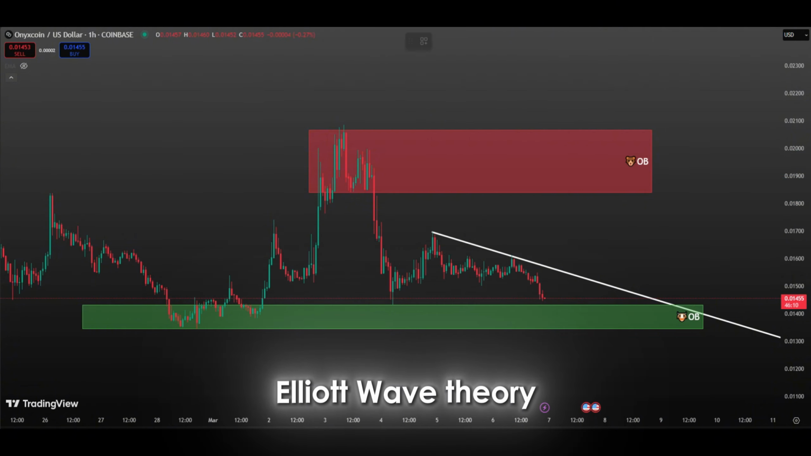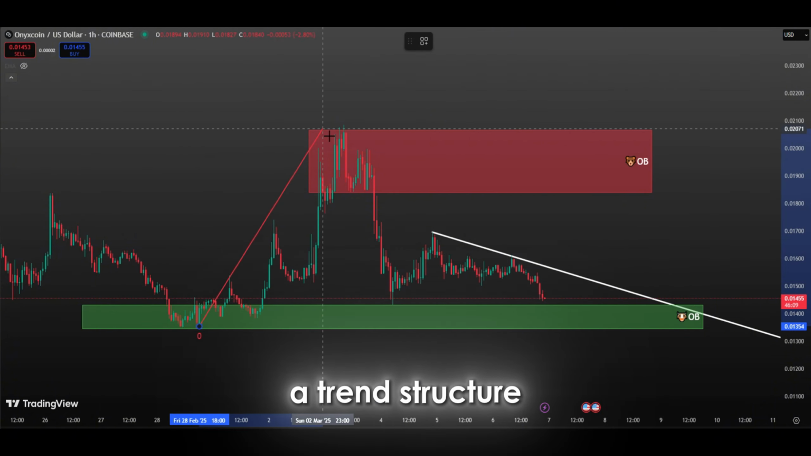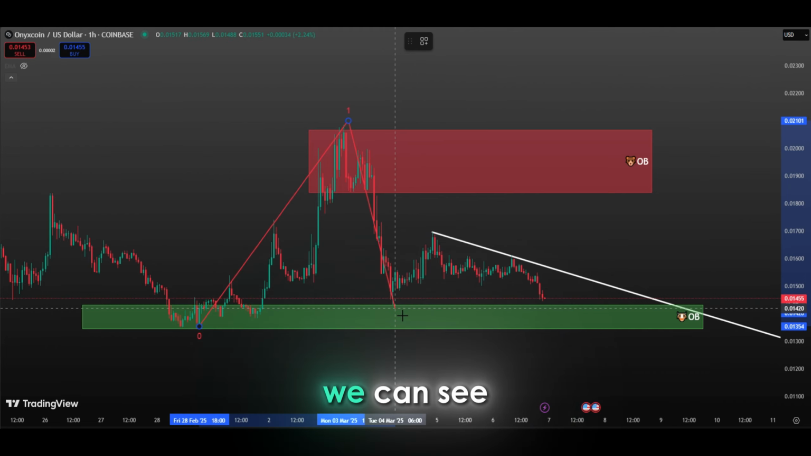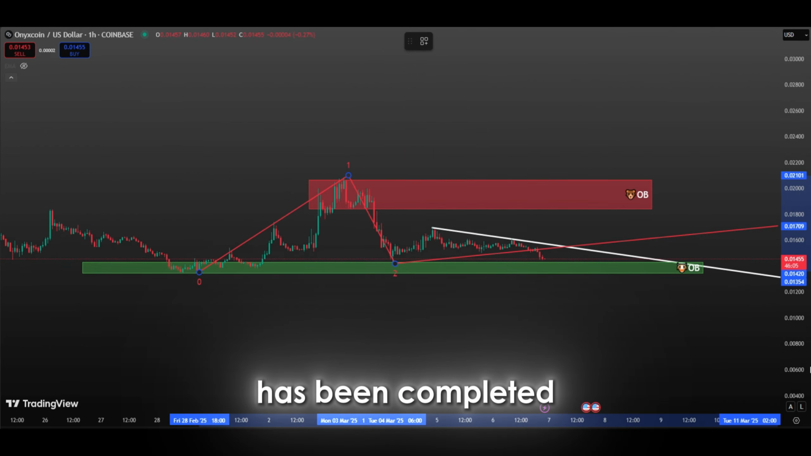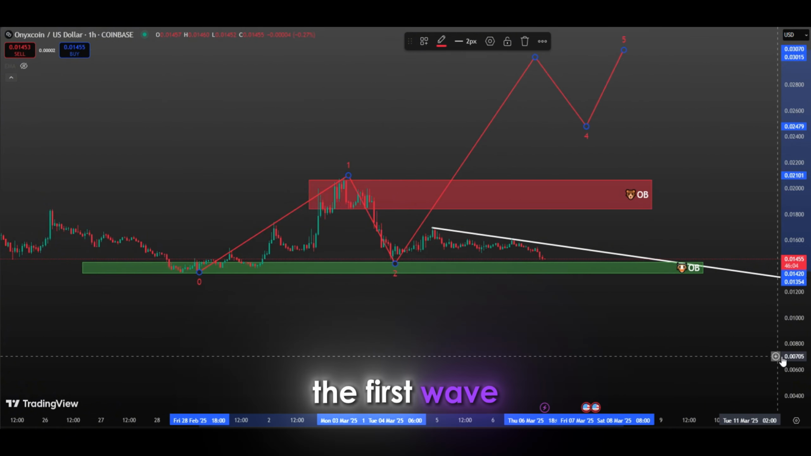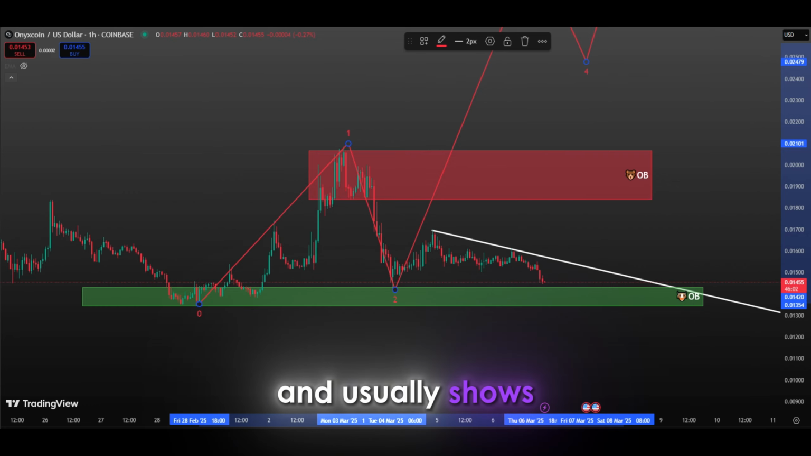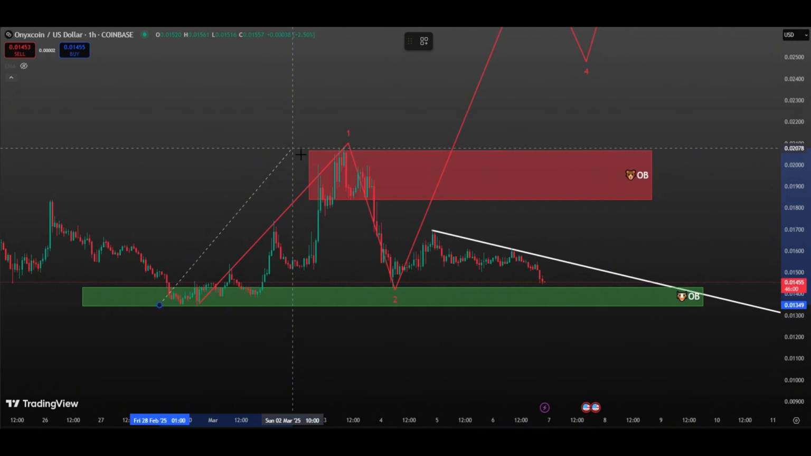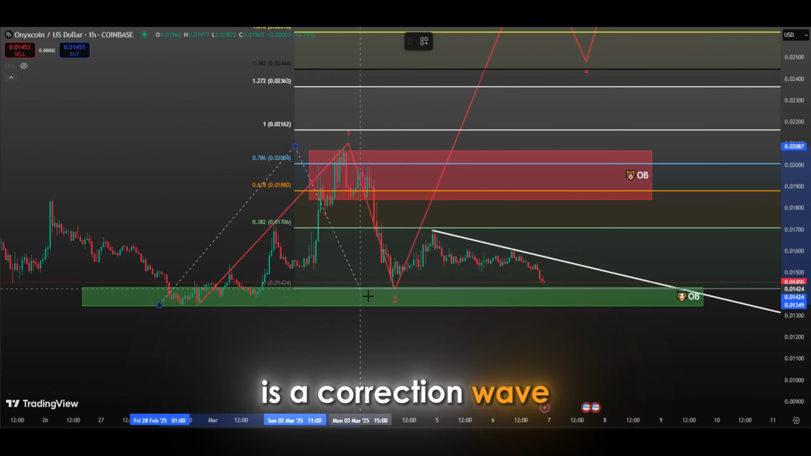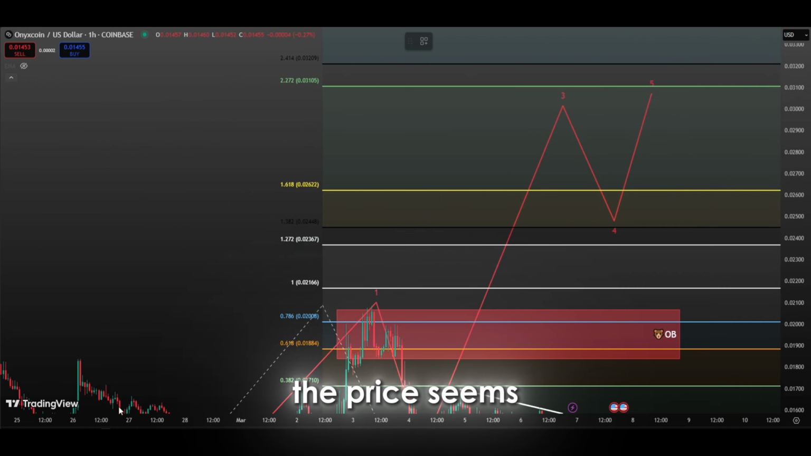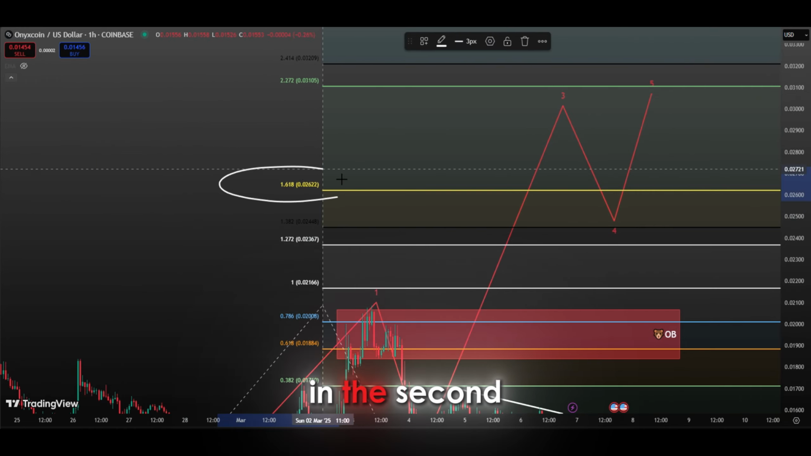According to the Elliott wave theory, price movements follow a trend structure consisting of 5 waves. In the current situation, we can see on the chart that the first wave has been completed and the price is in the process of the second wave. The first wave is the beginning of the trend and usually shows a strong movement because the market has started to set a new direction. The second wave, however, is a correction wave and usually gives back some of the gains of the first wave. Right now, the price seems to be going through a correction in the second wave.